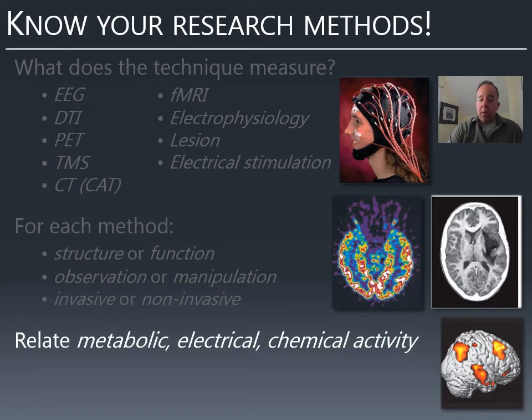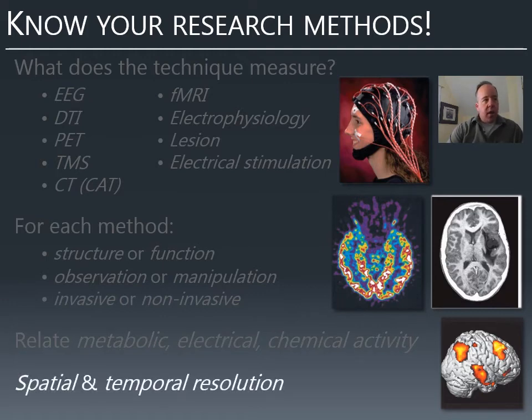And of course, there's chemical activity. We saw that in our virtual lab exercise. So there we're measuring the presence of dopamine. And so that is a way of looking at neurotransmitter release. We're not measuring action potentials in terms of electricity. We're not measuring metabolic activity. We're measuring the presence of certain chemicals. So that's another way of looking at neural activity.